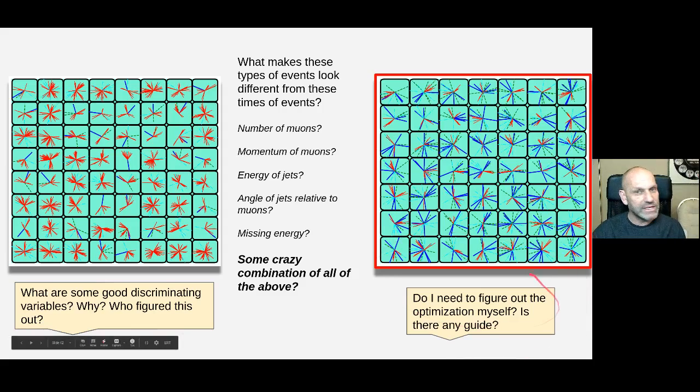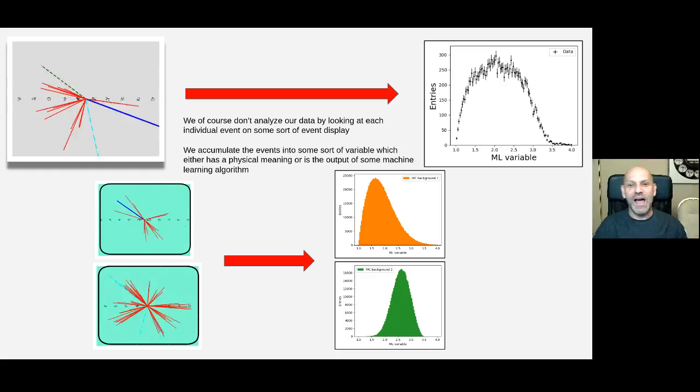And again, do you need to figure this all out for yourself, or are there guides? Are there previous analyses? Or can you find something? Can you find a discriminating approach that was better than what everybody did before? I think you can. I know you can.